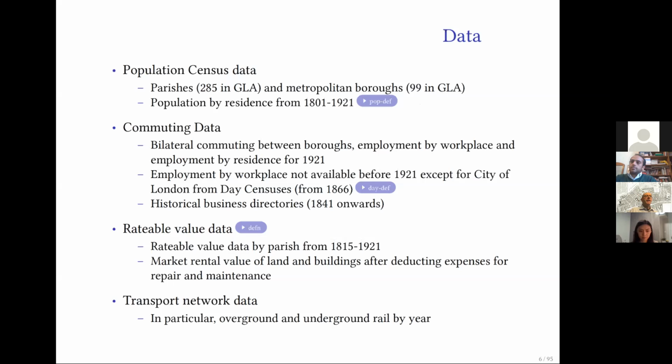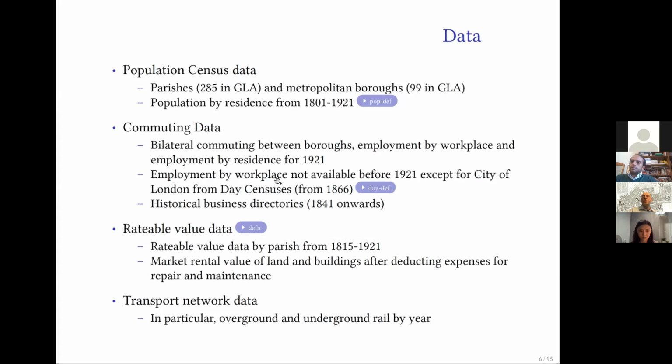As I mentioned, another key piece of data for taking the model to think about the effect of this new transport technology is going to be bilateral commuting flows that we have in 1921 between these 99 boroughs within the Greater London area. Before 1921, we don't have data on employment by workplace. We only have information on where people live by residence. And so, as I mentioned, the model will solve that missing data problem for us. But we do have a little bit of historical data on employment by workplace that we can use as a check on the model's predictions and to check the explanatory power and success of the model. And we think that's an important feature of our application.